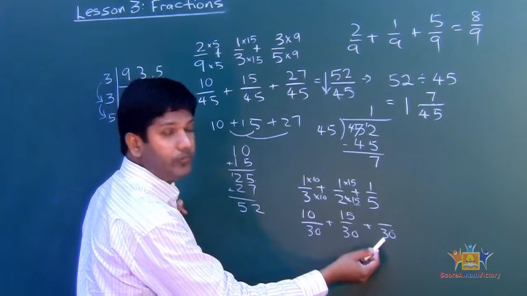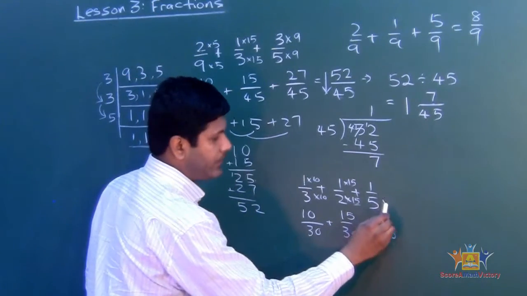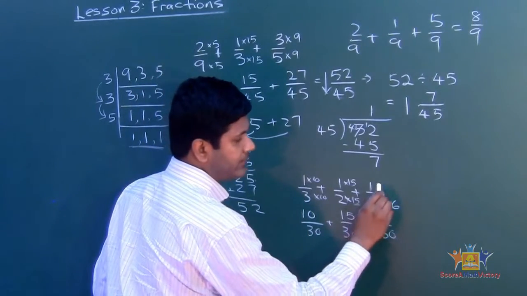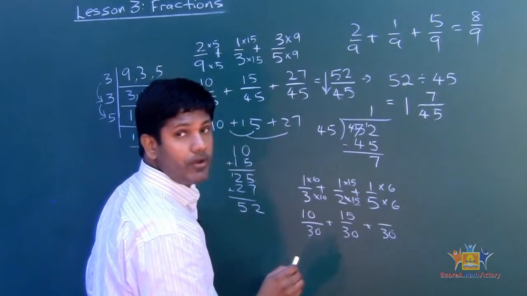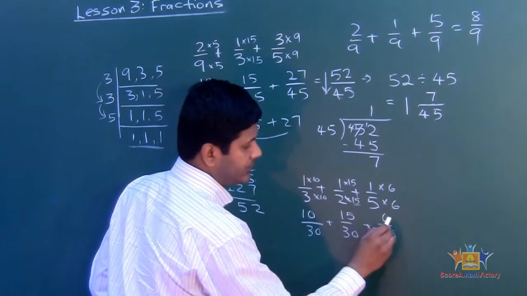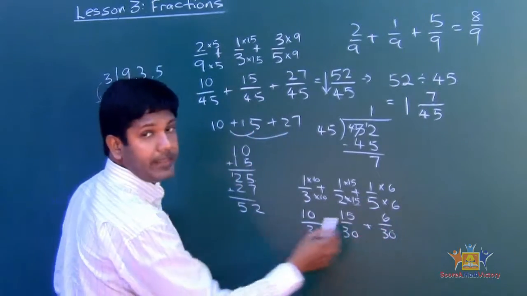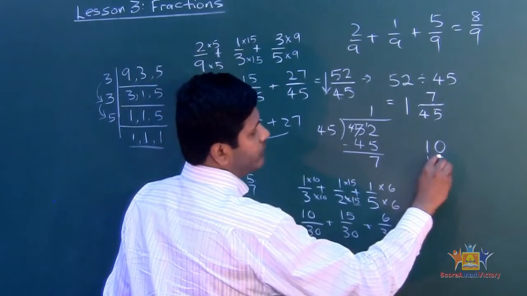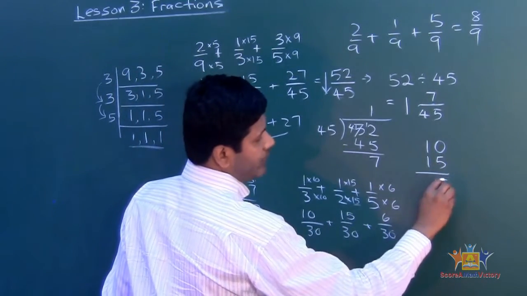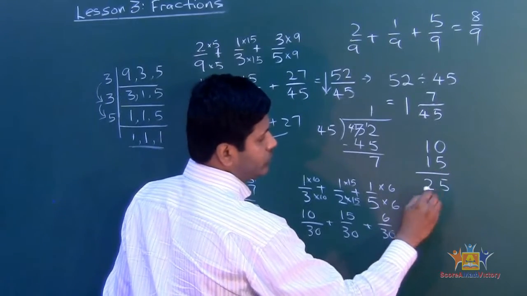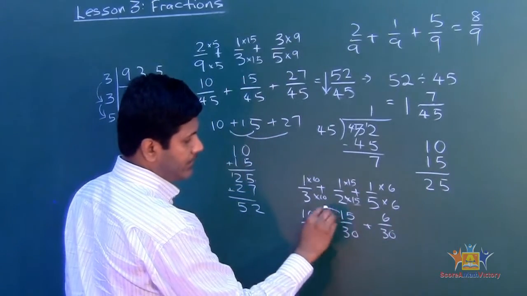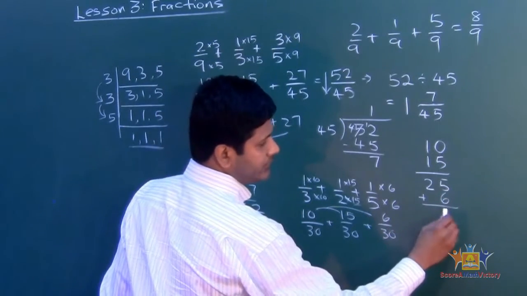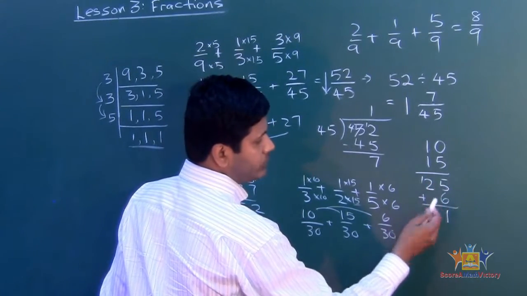How do I get from 5 to 30? Exactly, multiplying that with 6, alright? That means if I multiply the denominator by 6, I have to multiply the numerator also by 6. 1 times 6 is 6. So now I can add them. 10 plus 15, so line them up. 0 plus 5 is 5, 1 plus 1 is 2, so 25. Then I combine this with that. Plus 6. 5 plus 6 is 11, 1 carry 1, 1 plus 2 is 3.